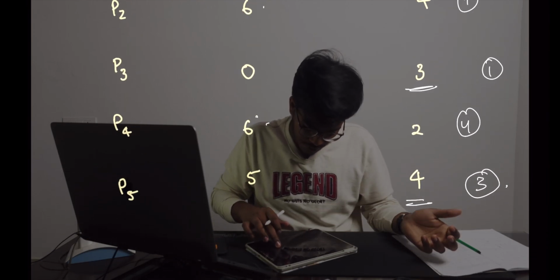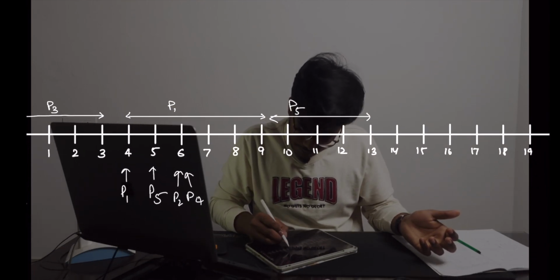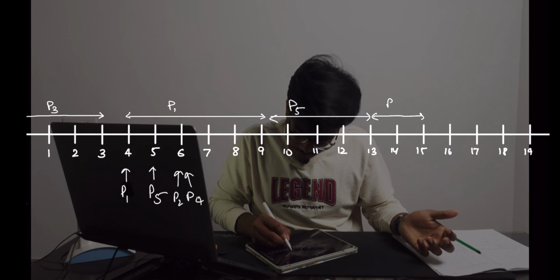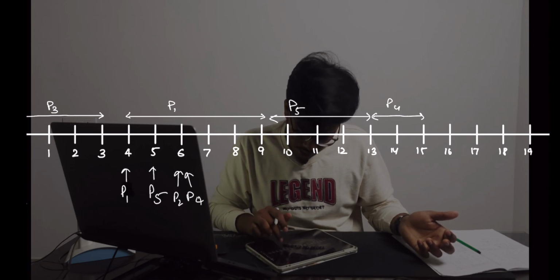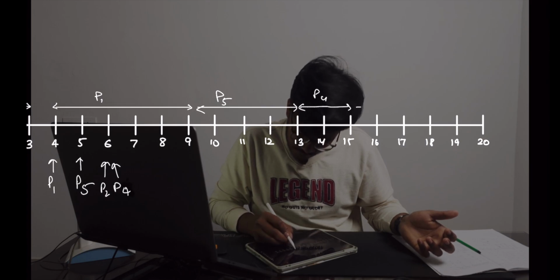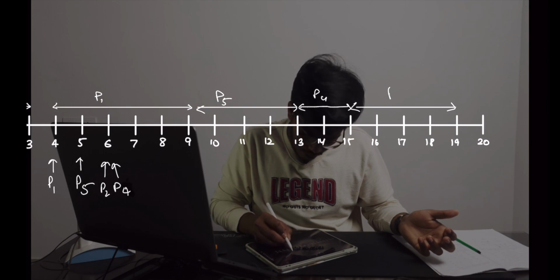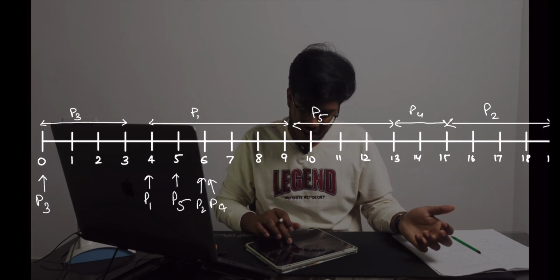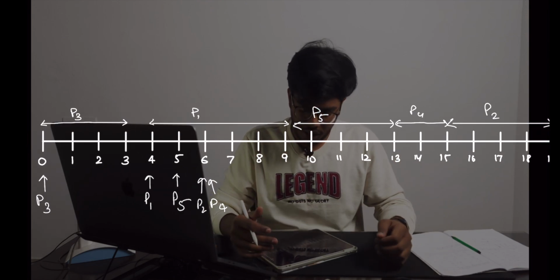Now maybe I'll choose P4 because it takes only 2 seconds. I am blocked on P4. Then I am blocked on P2 for 4 seconds, until time t equal to 19. So this is how the operating system basically handles different processes.